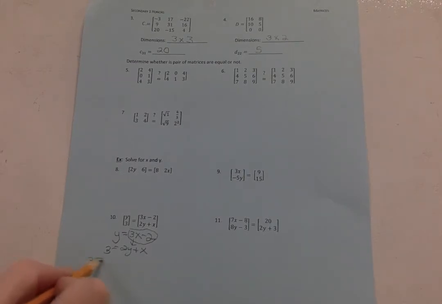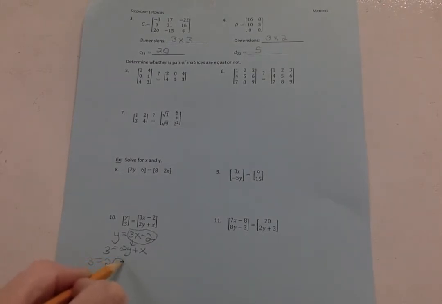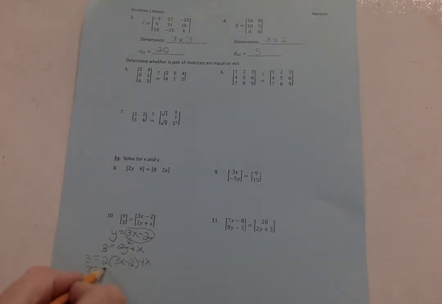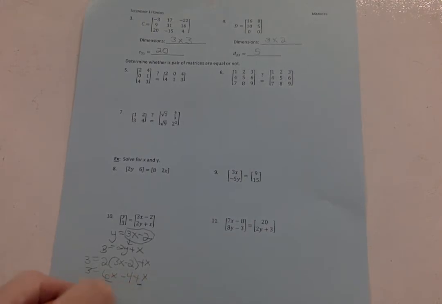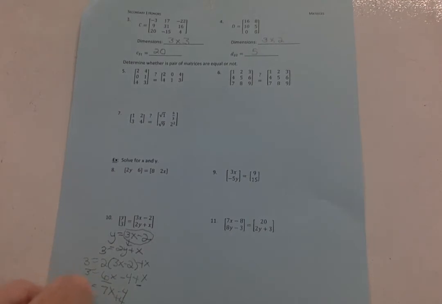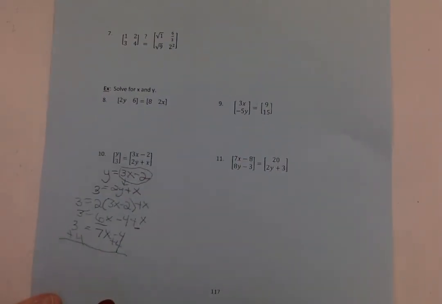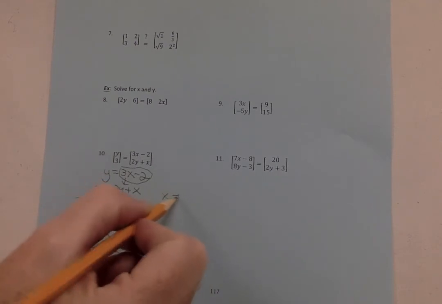So I get 3 equals 2, parentheses, 3x minus 2, plus x. 3 equals 6x minus 4 plus x. Okay, I'm going to combine the x's. 7x minus 4 equals 3. Add 4. Can you see down that far? Okay, so we get 7 equals 7x, and we get x equals 1.